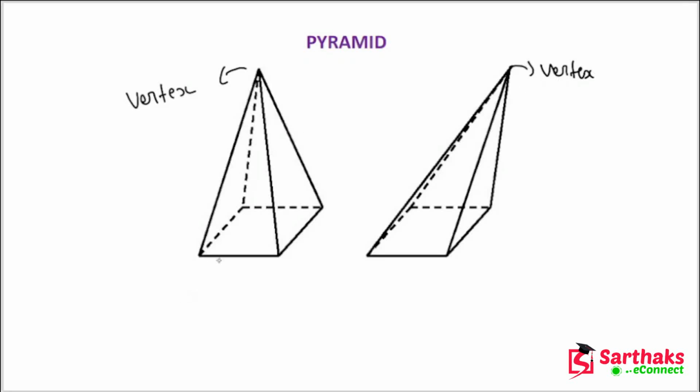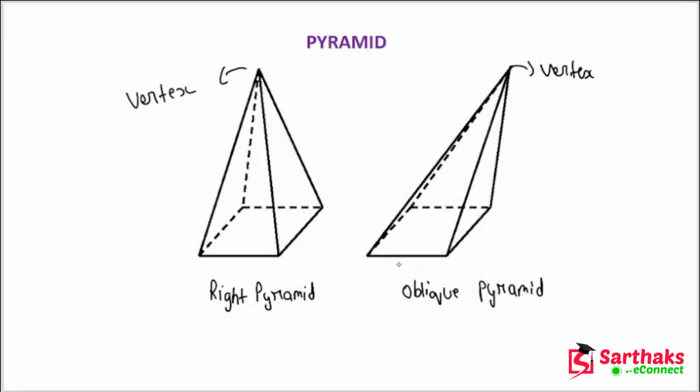So this pyramid is called a right pyramid. Not regular, it is right. Why right? Because of the right angle. We are going to define it. And this is an oblique pyramid.